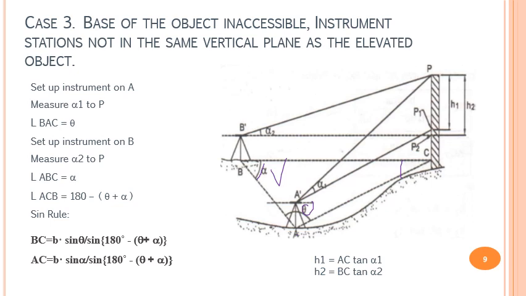Then we apply the sine rule. BC is equal to B sin theta divided by sin of 180 degrees minus theta plus alpha, and AC is equal to B into sin alpha divided by sin of 180 degrees minus theta plus alpha.